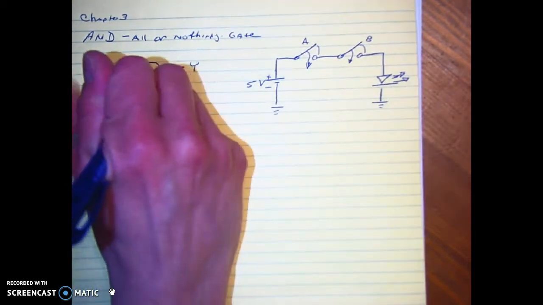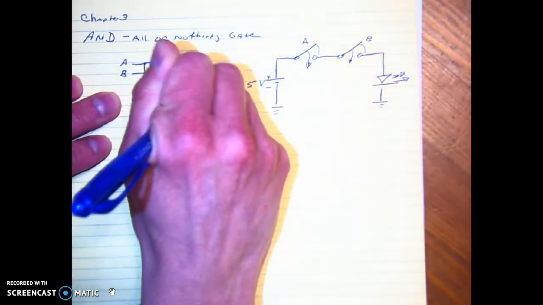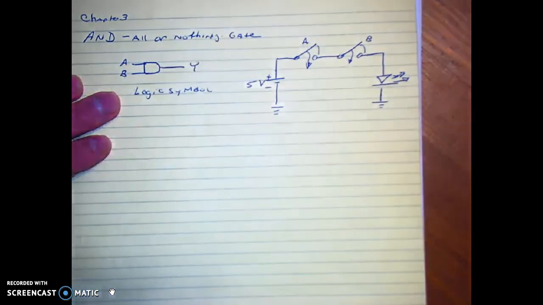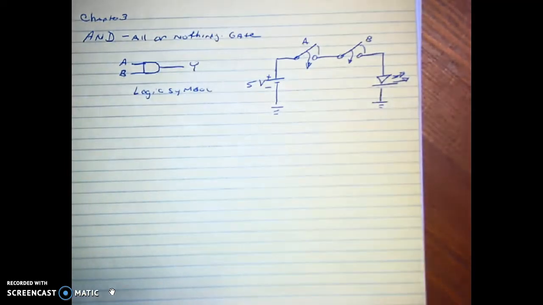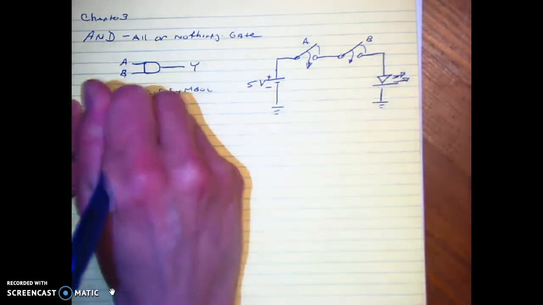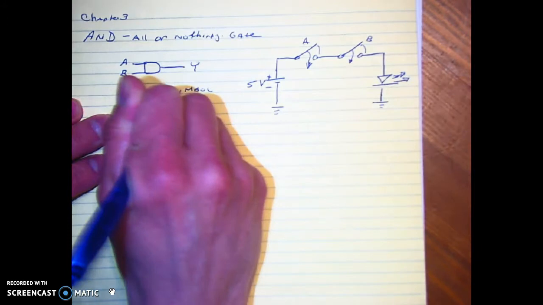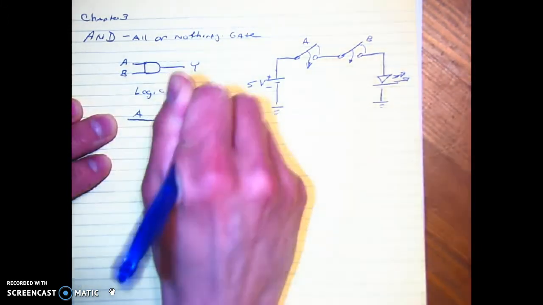So this is the logic symbol. Now we need a truth table. A truth table is basically a mathematical representation of what's going on inside this gate. So if we draw a truth table on this, A, B, and then you have your Y output.